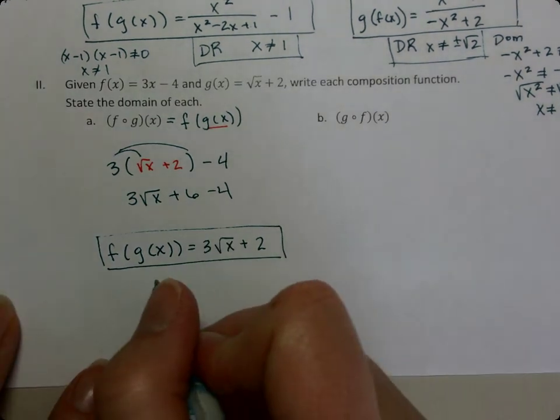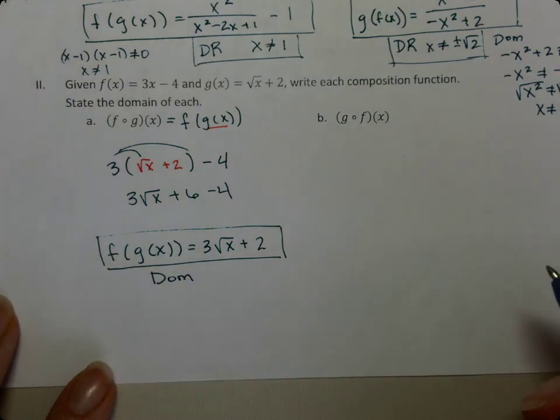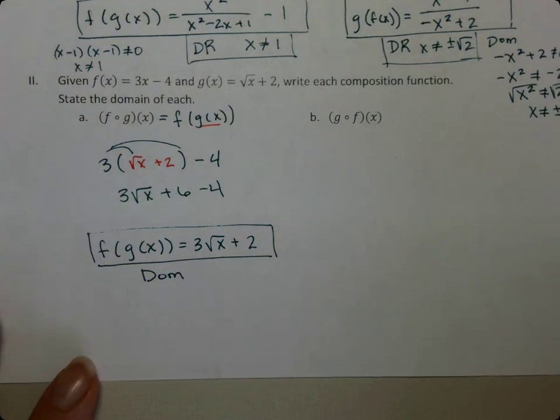Next idea, domain or domain restriction. Well, I don't have a denominator, right? But I do have a square root. What can I take the square root of? I can take the square root of what? 1? Yep. Can I take the square root of 0?